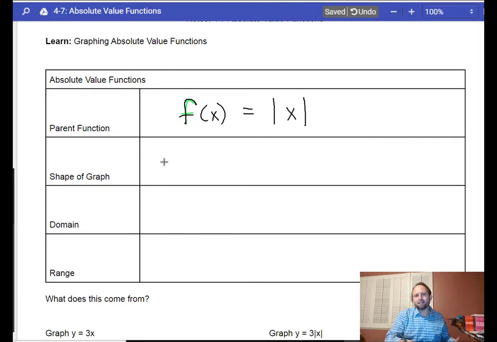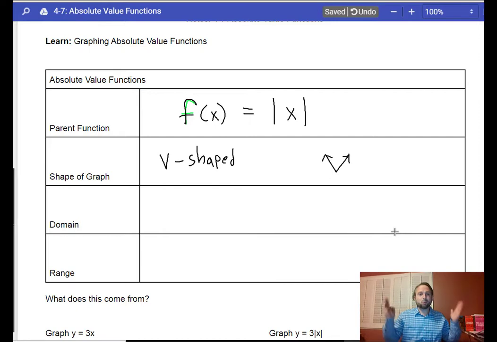Now what does this look like? It's going to be V-shaped. Looks like this for the most part. Now, there are going to be some translations or dilations where we're going to stretch it or move it, slide it left, down, up, right. But for the most part, it looks like a V. Is it going to be a wide V, thin V? Just a V.